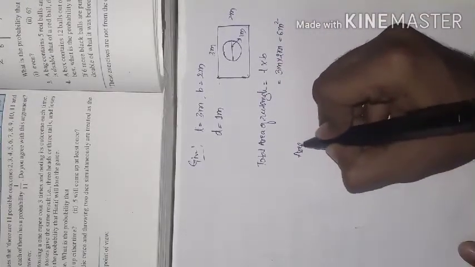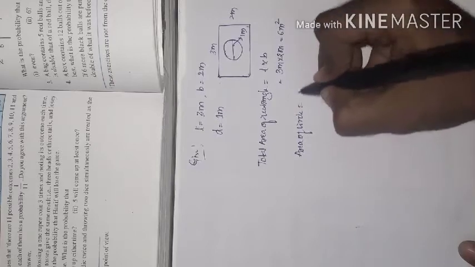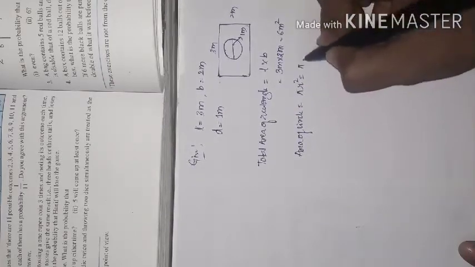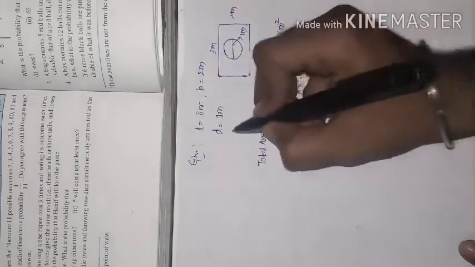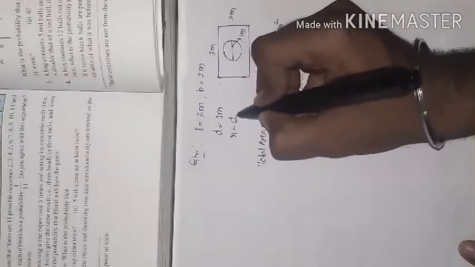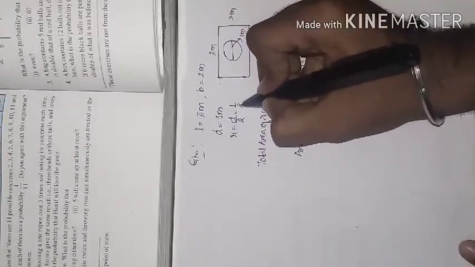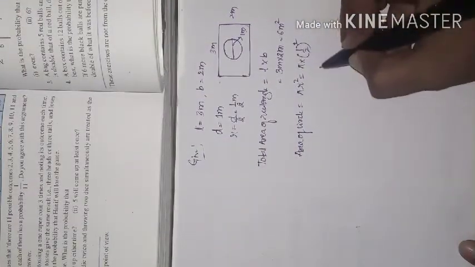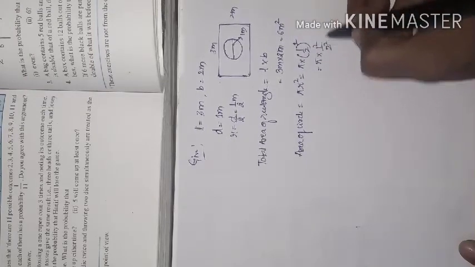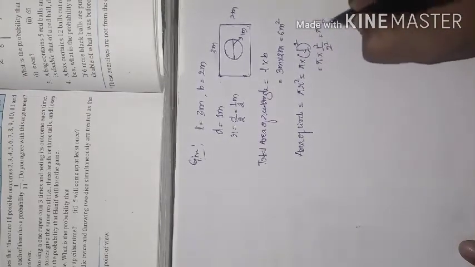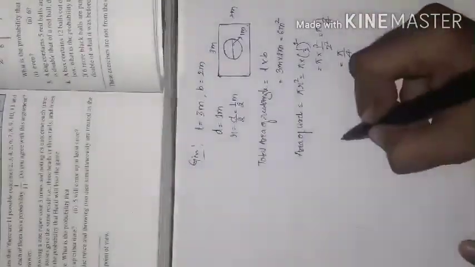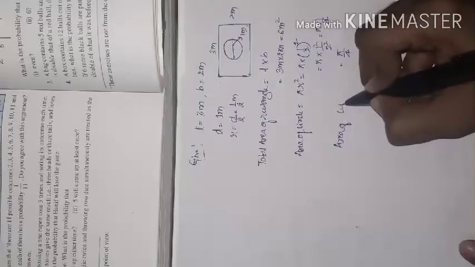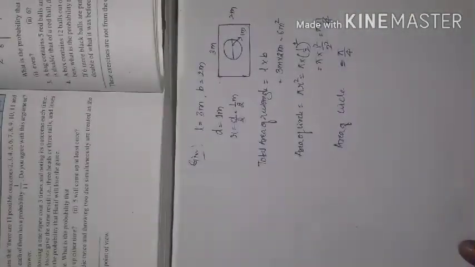Now we will find the area of a circle. Area of a circle is equal to pi r square. Pi as it is will keep. R means radius of the circle, but they gave the diameter of the circle, so let me make the radius diameter divided by 2, which equals 1 divided by 2 meter. So 1 by 2 whole square means pi into 1 square by 2 square, which equals pi into 1 divided by 4. So pi divided by 4 is the area of the circle.